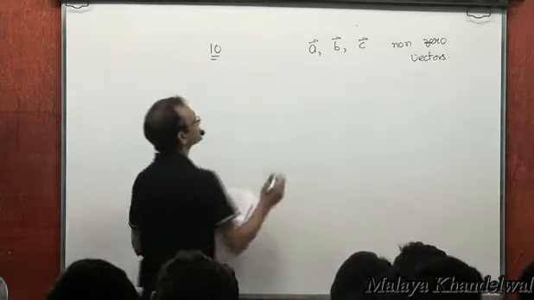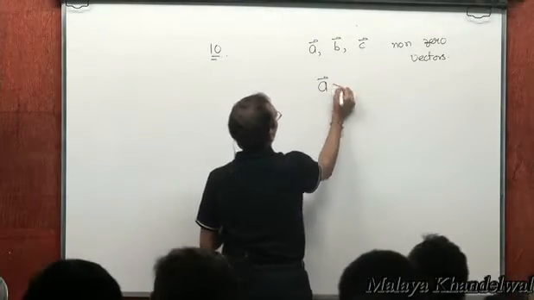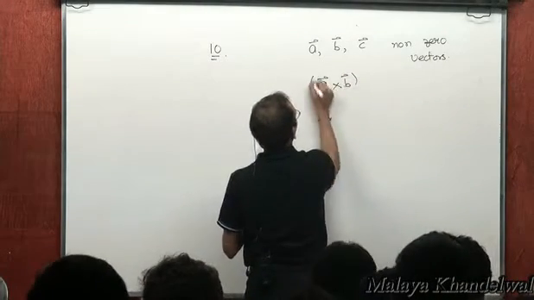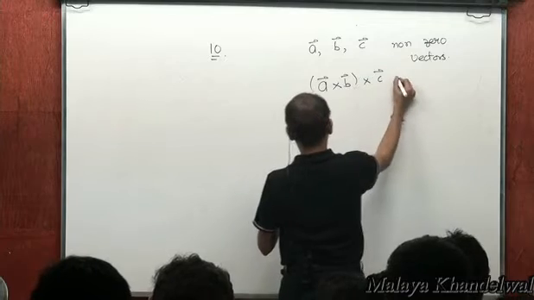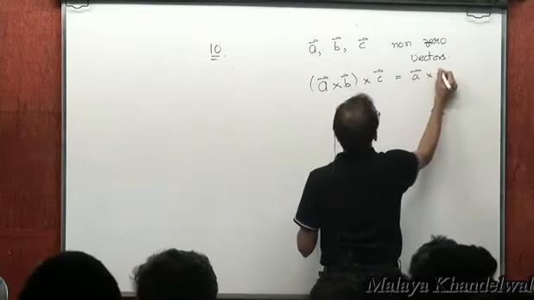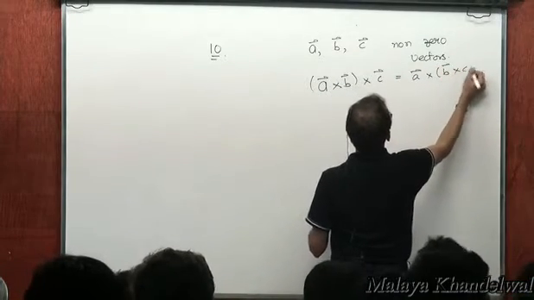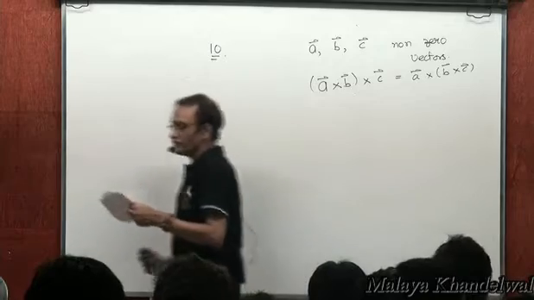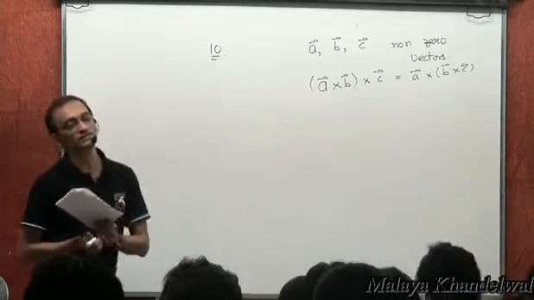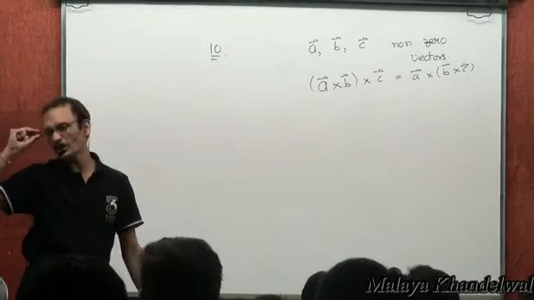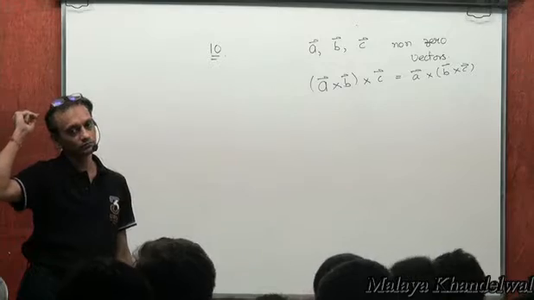Such that A cross B cross C is A cross B cross C. We need to check which of the options given is or are right.